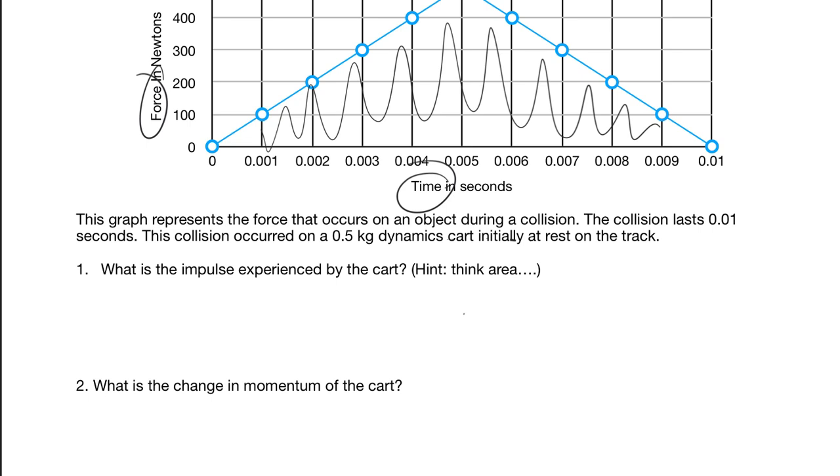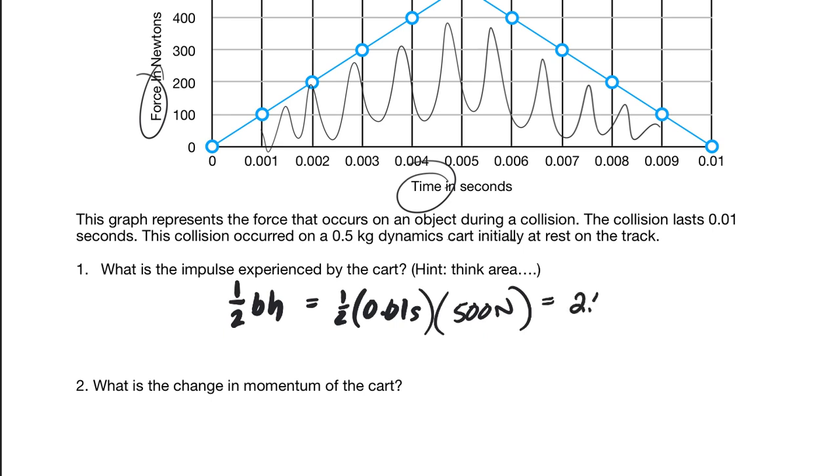Now, I want you to pay attention to this because there's something here that's important, and I don't know if it's going to come up or not. This is 1/2 base times height. I don't think that's the issue for you guys. Okay, base times height. So 1/2, 0.01 seconds, times 500 newtons. Is that what you guys did? So 2.5 Newton seconds.